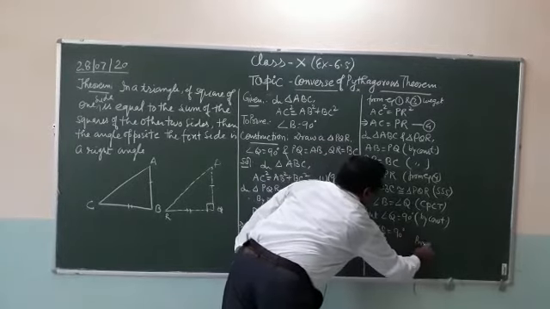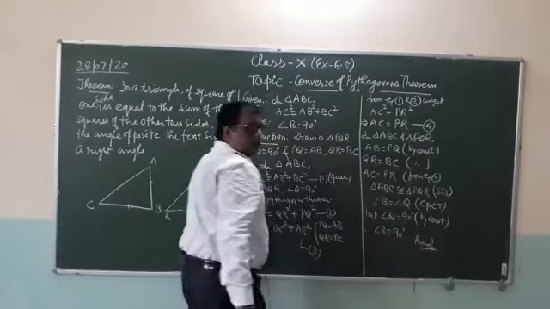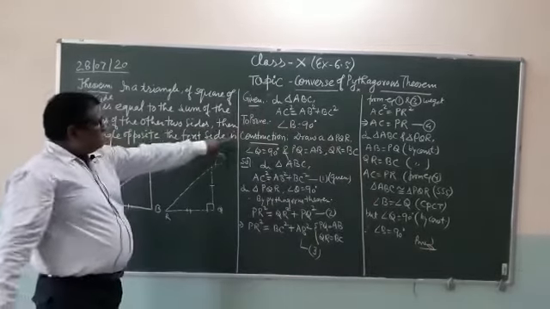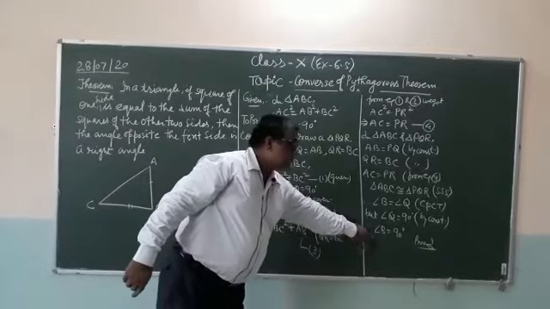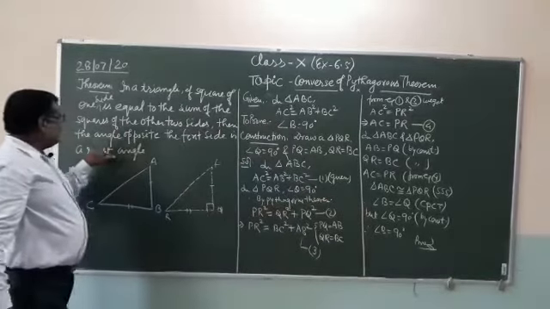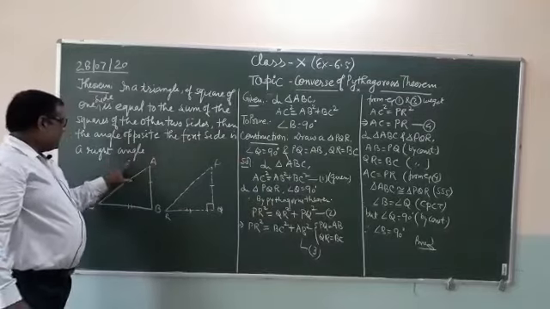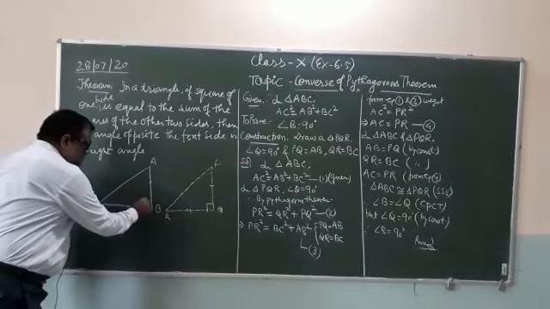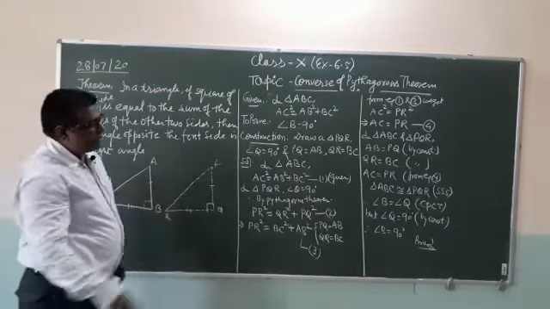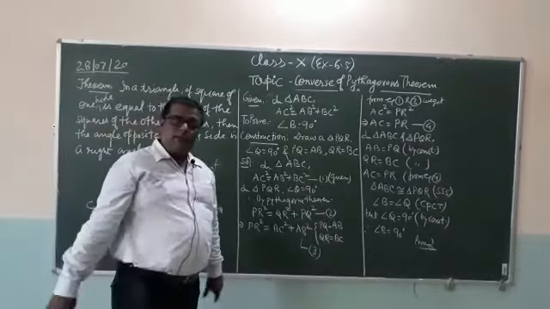This is the proof. What is our proof? Angle B is equal to 90 degrees, and the angle opposite to the first side is a right angle. This is the first side, and the opposite angle is also 90 degrees. This is our proof. Okay, thank you.